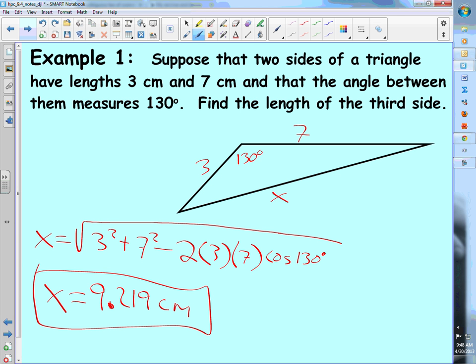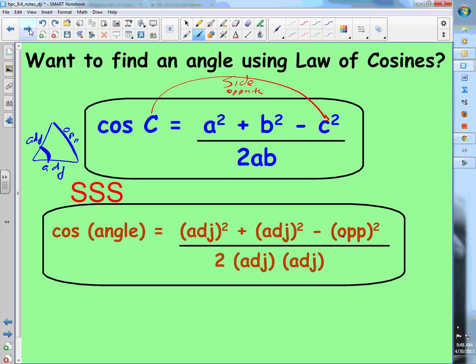You can do this in one shot on your calculator if you figure it out. And again, this time they're only asking you for the length of the third side, so it's really important as to how they ask the question. Okay? For this one, it's just what's the third side.